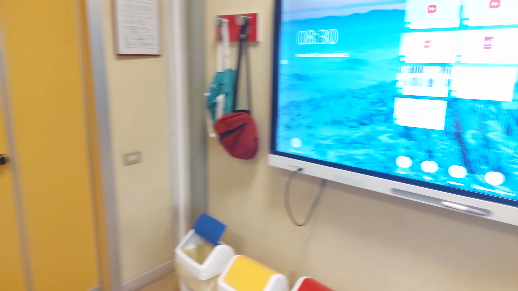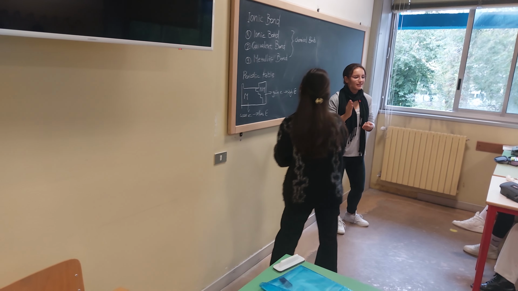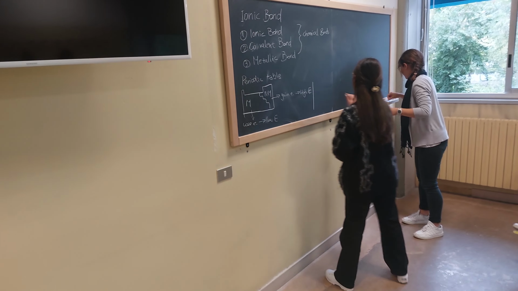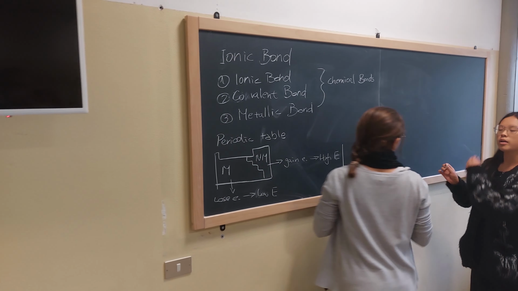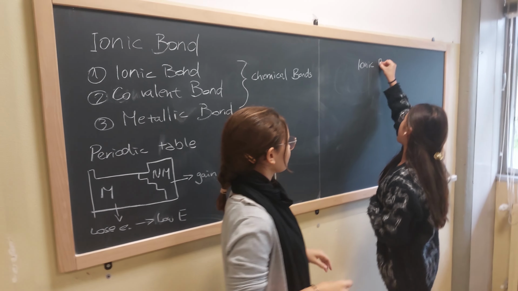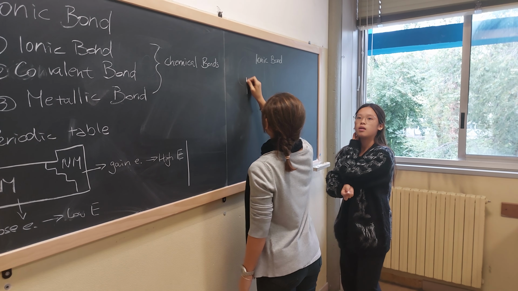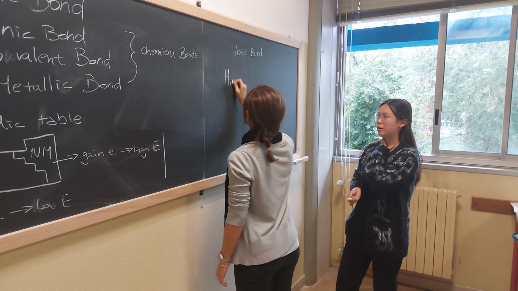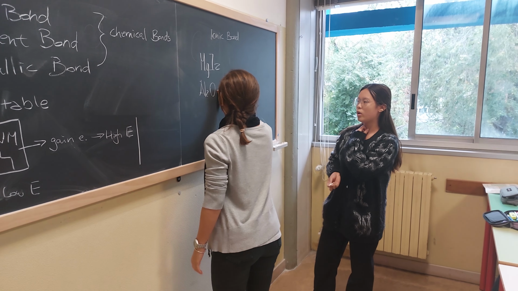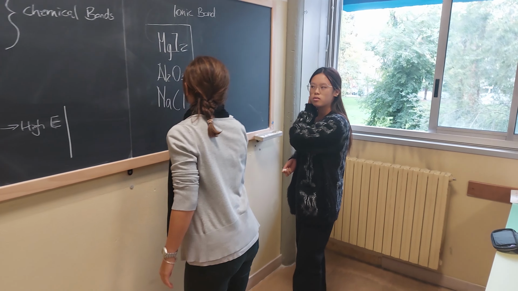But why do they lose or gain electrons? To reach the stable external configuration. Okay, let's talk more deeply about ionic bond. Just to make some examples, we have, for instance, magnesium iodide, or aluminum oxide, or we have sodium chloride. And this is what we are going to talk about.